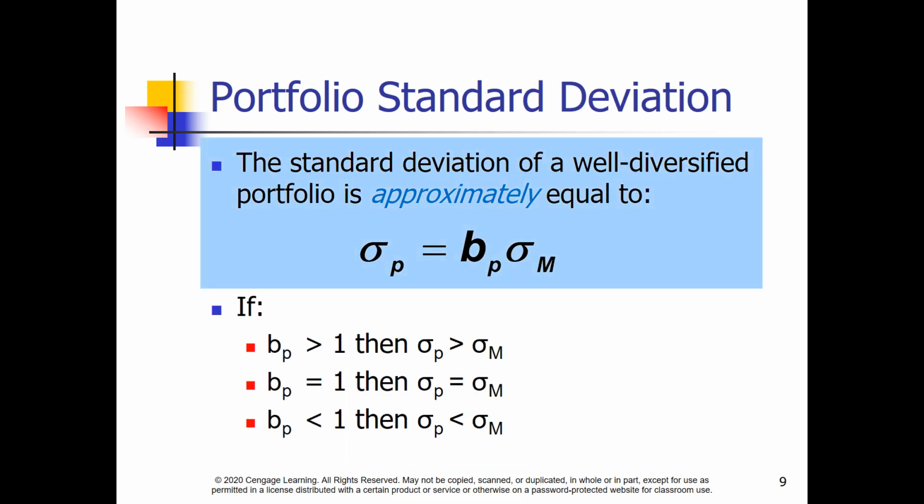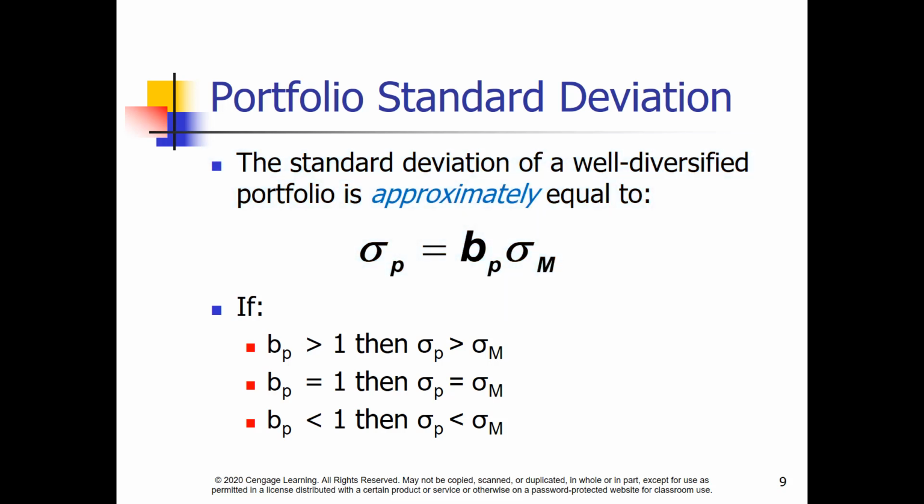The standard deviation of a well-diversified portfolio can be approximated with the formula on this slide. The implication is clear. If the beta of the portfolio is greater than 1, the standard deviation of the portfolio will be greater than that of the market, meaning the returns of the portfolio are more volatile than those of the market. Market goes up 10%, portfolio goes up 12%.